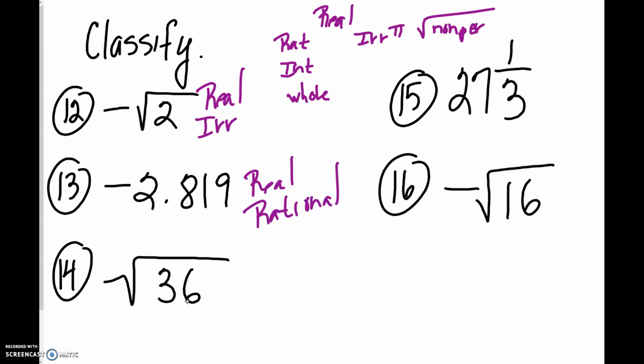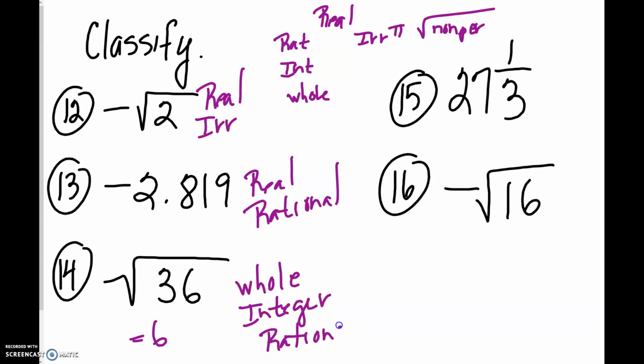All right, square root of 36. That's a perfect square. So this is equal to 6. So this is going to be a whole number. It's going to be an integer. It's going to be rational, and all numbers are real. All right, 27 1/3. Well, it's not a square root and it's not pi, so it's not going to be irrational. Rational numbers are your ones that have fractions and decimals. So this is going to be real and rational.